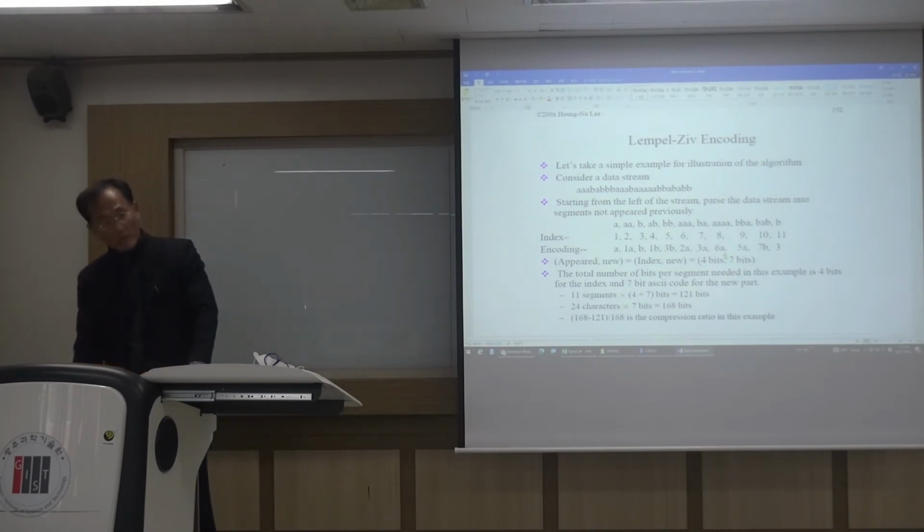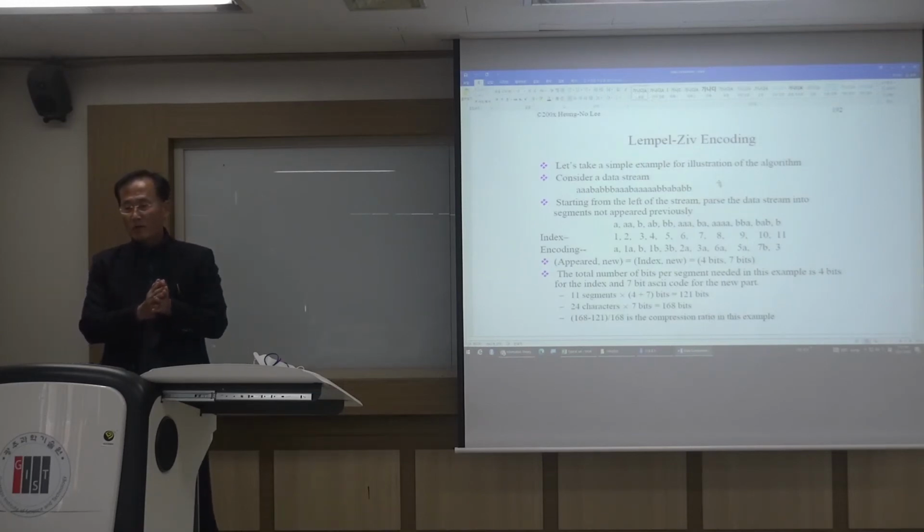Very simple. And then how much compression was done? If I use the index, I used 4 bits, and then 7 bits for ASCII code. So 11 segments with 4 plus 7, which is 11 bits each, so 121 bits to represent the whole sequence. If we haven't used the compression scheme, Lempel-Ziv encoding, then each character has to be represented by 7 bits, so it should be 168 bits. Basically this is the compression ratio in this particular example, very short.